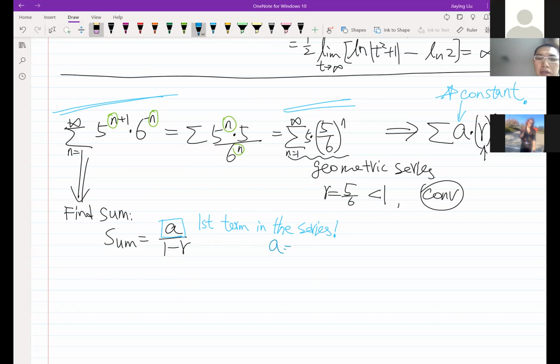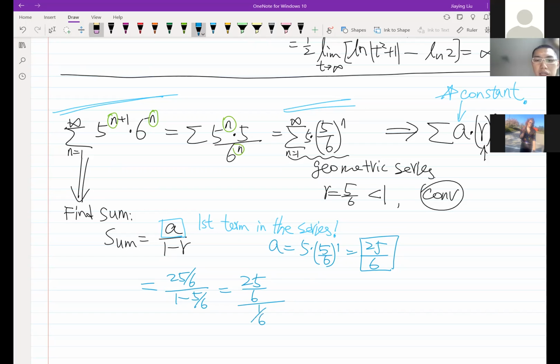So to find A, just take 1 and put it into either form. You get 5 times 5 over 6 to the first power, which is 25 over 6. That is the first term we need for the sum formula. And r is the same, the ratio doesn't change. So use 25 over 6 for A, and divide by 1 minus 5 over 6. The denominator, with a common denominator and subtracting, is 1/6. So divide by 1/6, which is times 6, and you get 25 at the end.